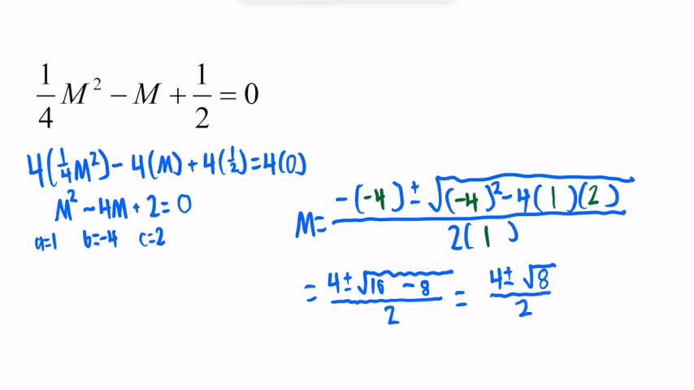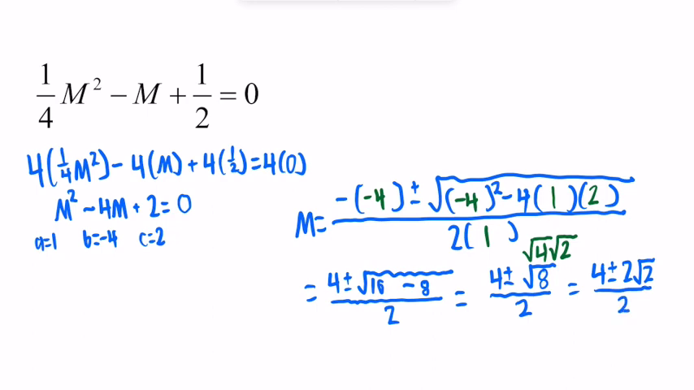8 is not a perfect square, but we can split it up into parts so that we can simplify part of it. We can split it up into the square root of 4 times the square root of 2, and the square root of 4 is 2. So this gives us 4 plus or minus 2 square root of 2 over 2.